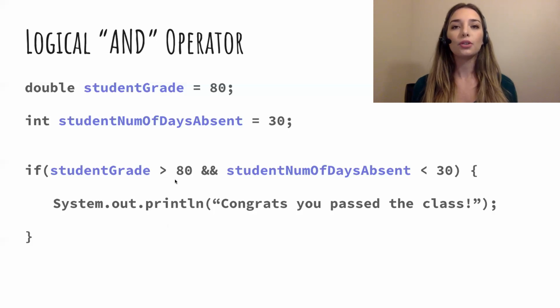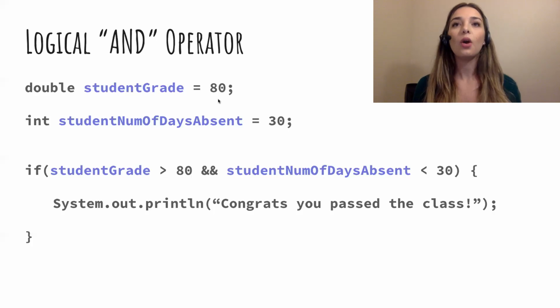So the student grade has to be greater than 80 and the number of days has to be less than 30. So imagine you have a student grade that is 80, and let's say this student has missed 30 days of school. In this case, both of them will be false, right? Because 80 is not greater than 80 and 30 is not less than 30 because they're equal to 30 and equal to 80. So in this case, the student was almost there, but not quite. So they did not pass the class, and we will skip this.